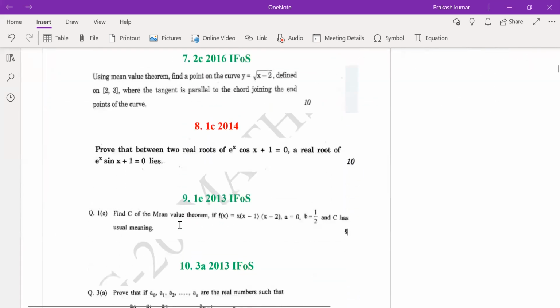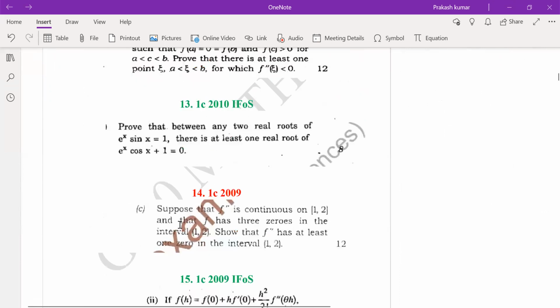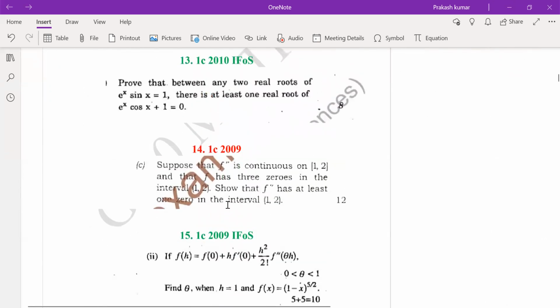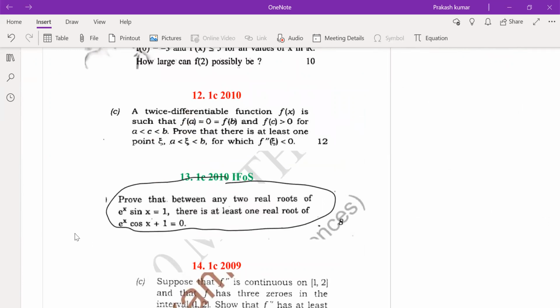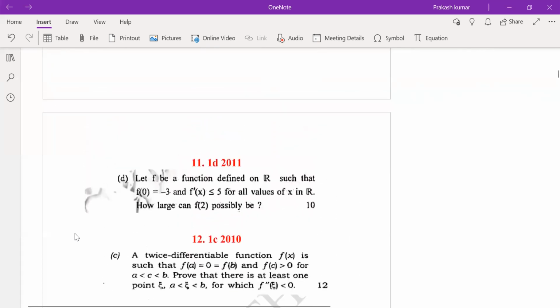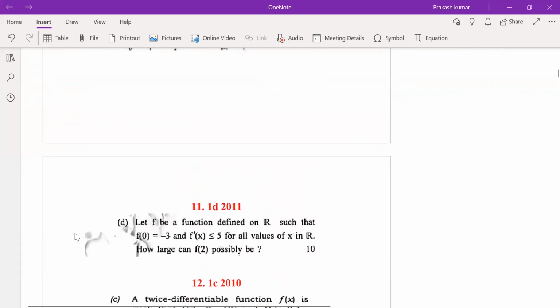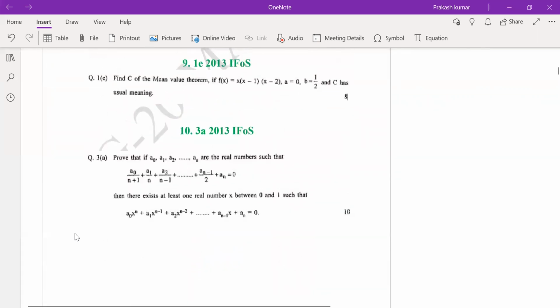Now let's start from what. We have done this question also, right? We have done this question. Prove that between any two roots of e to the power x sin x equal to 1, from our previous session, there is at least one root of e to the power x cos x plus 1, right? Okay. Let's do the next question.